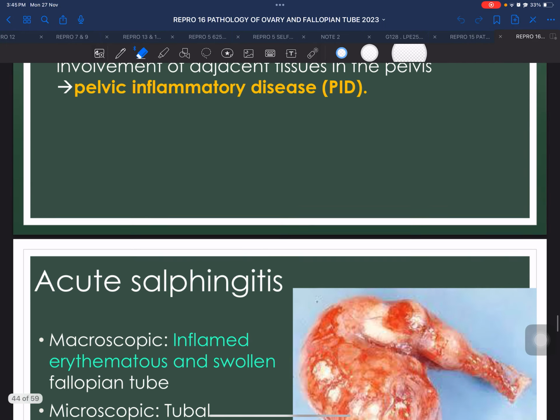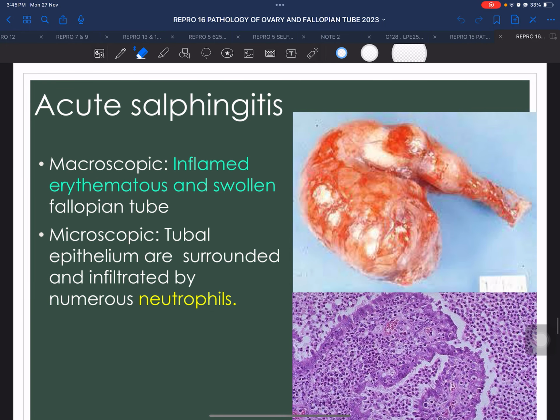Okay, so the predisposing factors for this condition, for pelvic inflammatory disease, are an ascending infection, okay, infection from down below, when patients undergo abortion, when there is the use of contraceptive devices, or when there is local intra-abdominal infection such as appendicitis. Okay, so this can predispose to pelvic inflammatory disease.